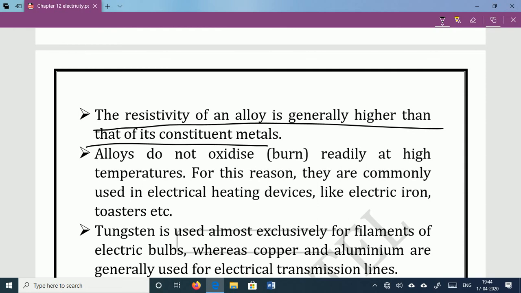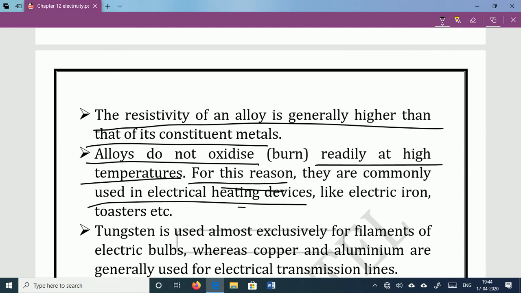Since the resistance of such an alloy is too high, and when the alloy is formed its melting point is increased to a higher level, the alloy is used as a heating device, in electric irons and toasters. Alloys do not oxidize easily at higher temperatures, and for this reason they are used as heating devices in electric irons, toasters and ovens. They receive the electricity, their resistance is too high, so the electricity is converted into heat, and they provide the heat in a particular direction.